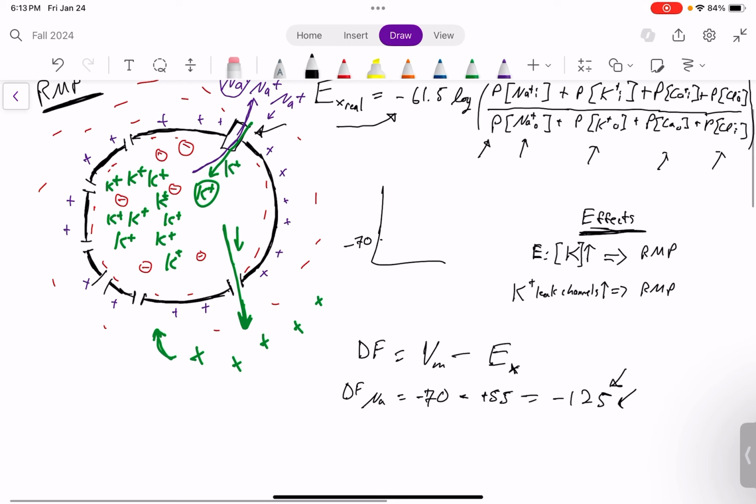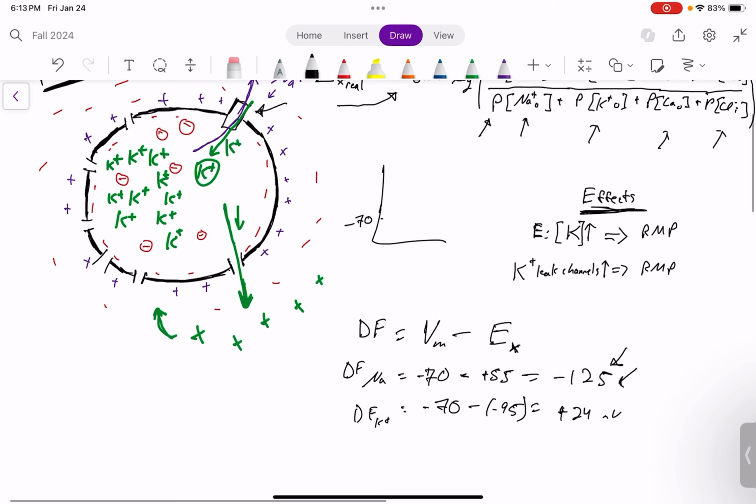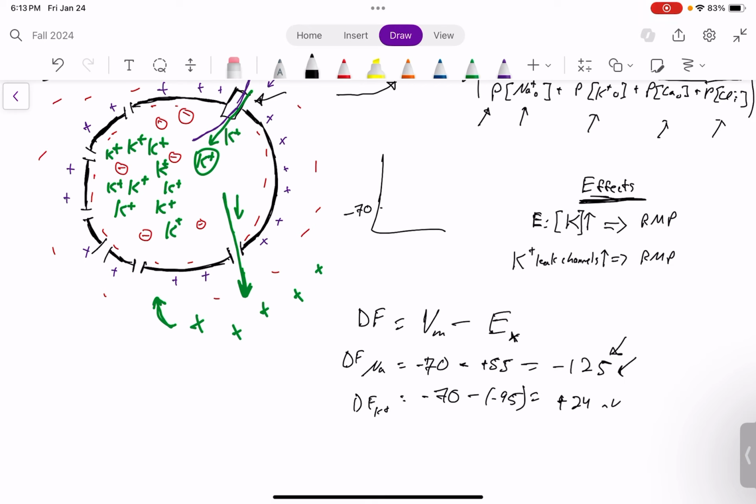Or that's the potential energy, right, stored by sodium wanting to come in. Now, for potassium then, it'd be negative 70 minus negative 95, or negative 70 plus 95, right? And so that would equal around positive 24 millivolts. Yeah. So this tells us that potassium is actually repelled from the cell and it wants to leave.